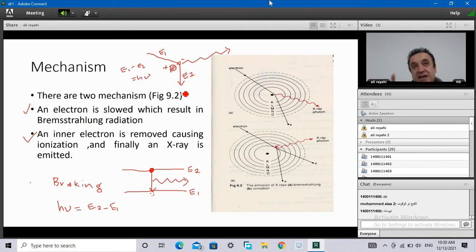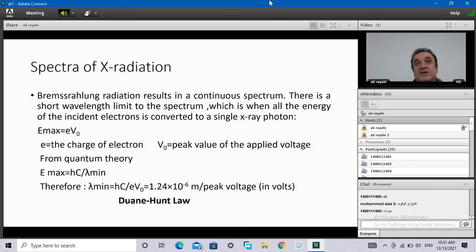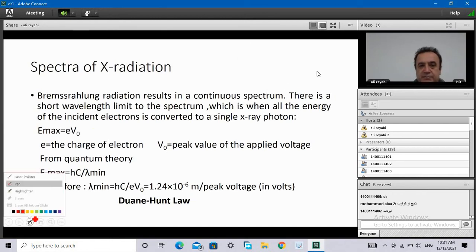Transition of an electron from an upper layer to a lower layer is equal to production of X-ray. And X-ray with linear spectrum, not a spectrum of X radiation. Bremsstrahlung radiation. You know what Bremsstrahlung radiation is if I ask you in my examination. It results in a continuous spectrum.